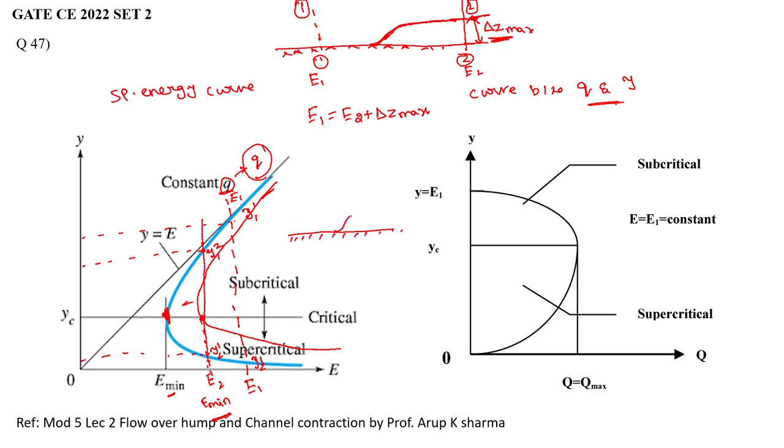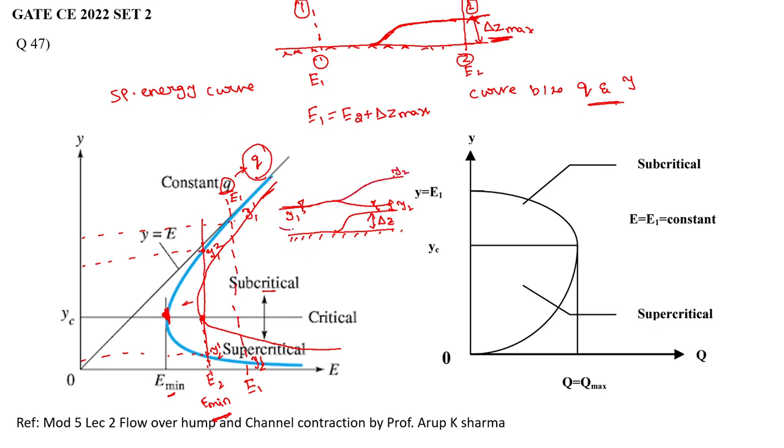Suppose let's say you raise this hump by some delta Z. This is a flow at Y1. Now let's say the flow is subcritical. What will happen? The discharge will reduce and the depth will decrease. And suppose if the flow is supercritical, the depth will increase like this.